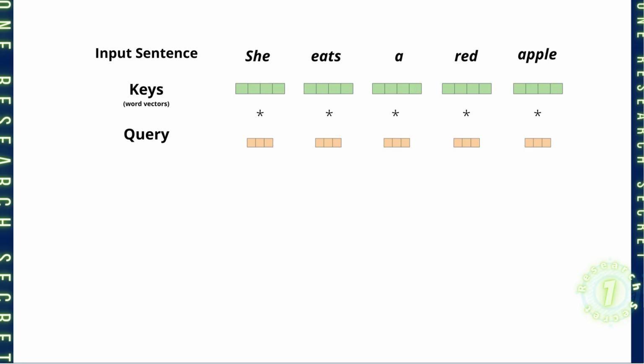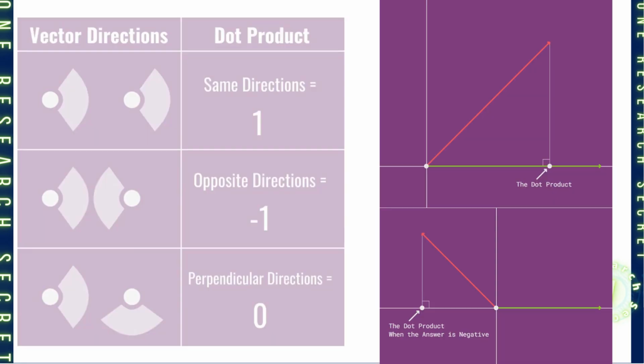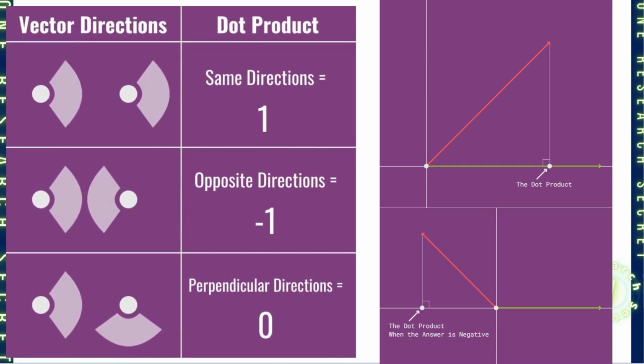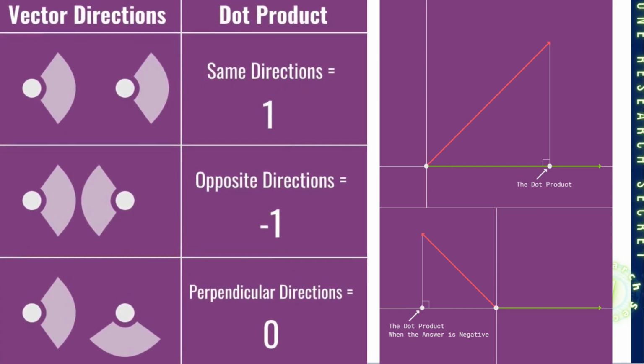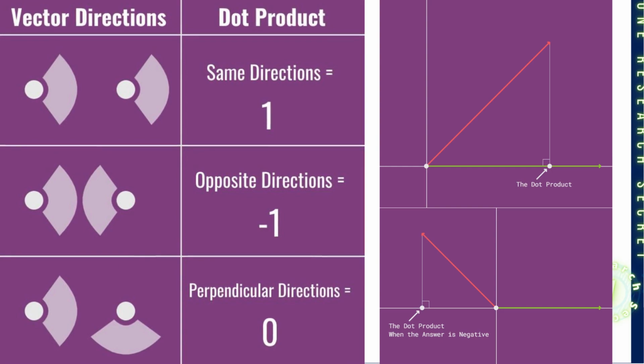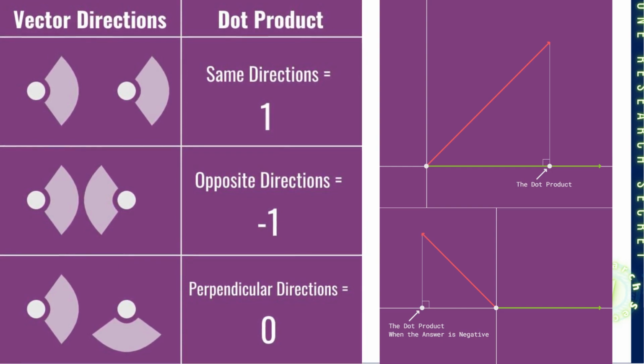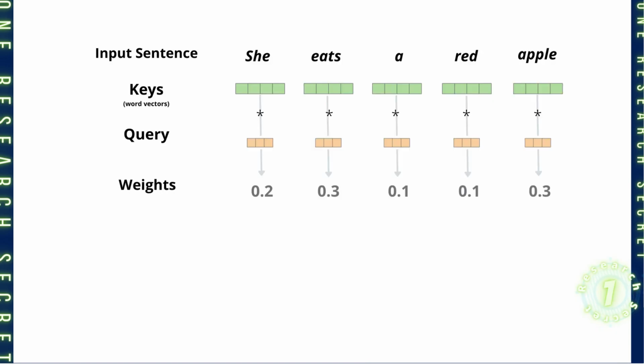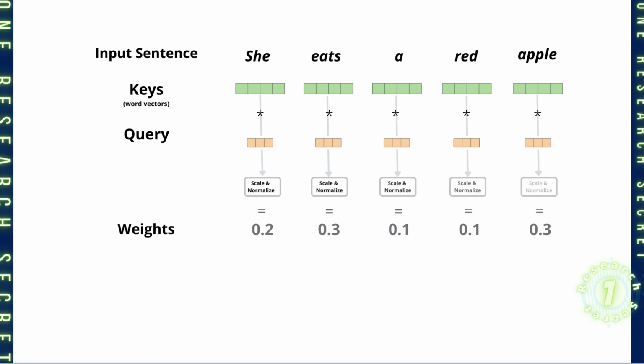The keys and the query vectors are multiplied. When two vectors are multiplied, by the nature of dot product, the vectors in the same direction result in a higher score than vectors that are away from each other. Hence, we get a high score for related words. These scores are called weights. Here, I've given arbitrary weights for the purpose of understanding. These weights are scaled and normalized.